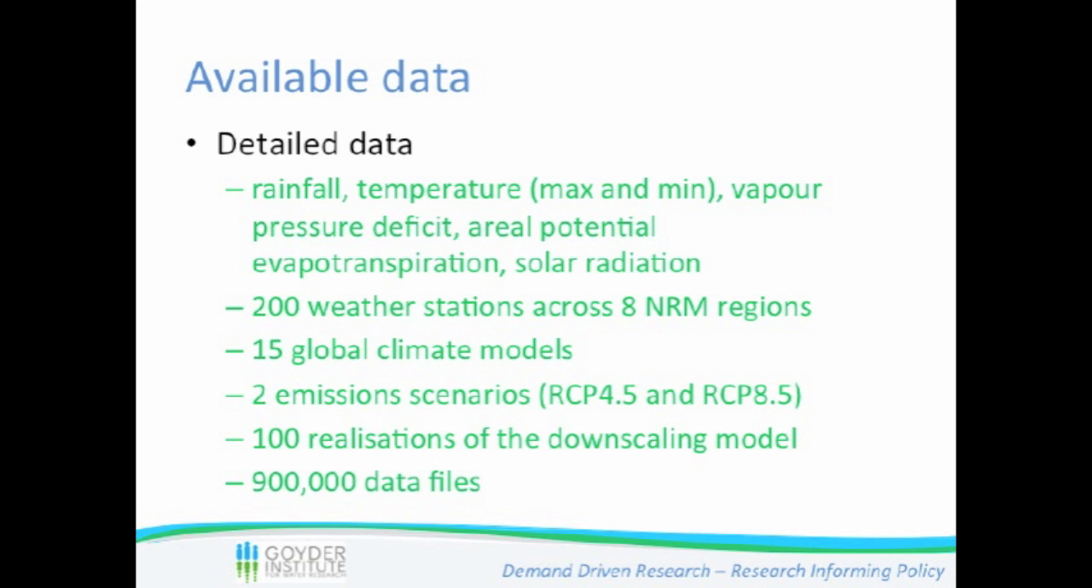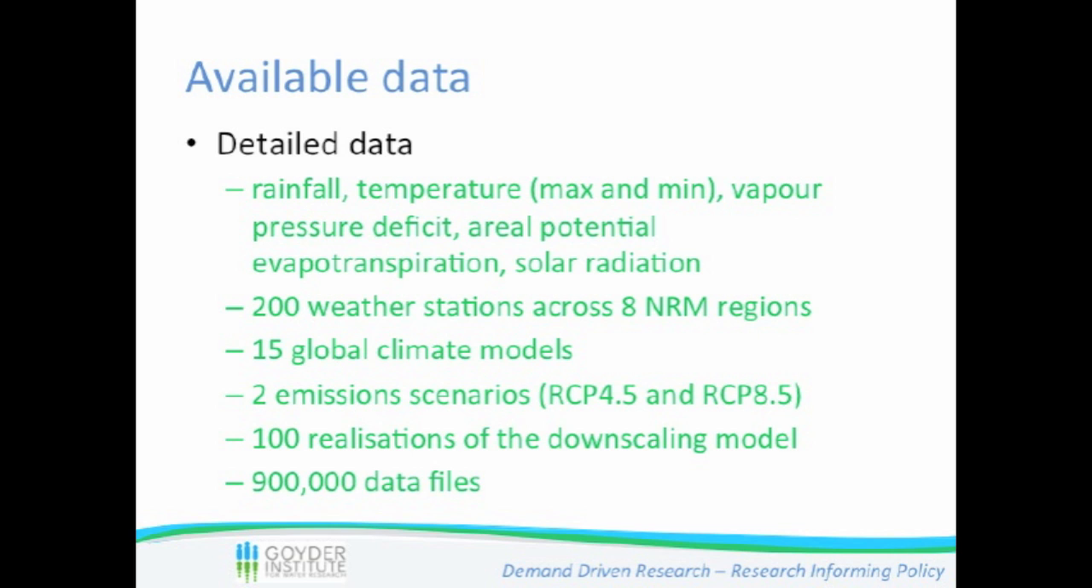We've also got information available for 200 weather stations in the state, and when I questioned Graham on this the other day, he said yes, there are 200 markers. I've counted them all on the map. So we know that there are 200, and they're spread across the 8 NRM regions in the state. So it's 200 weather stations for which this information is available.